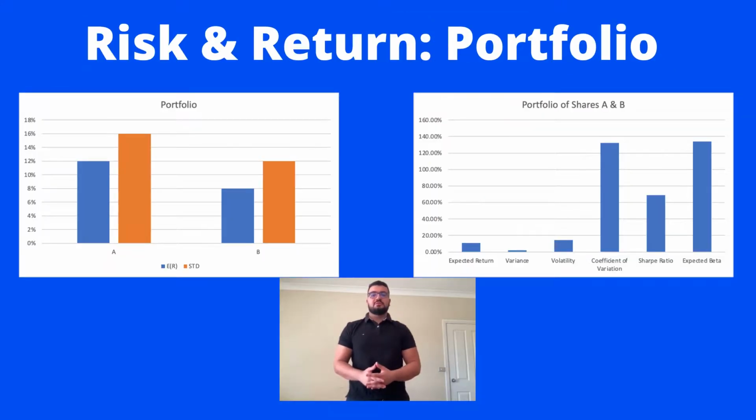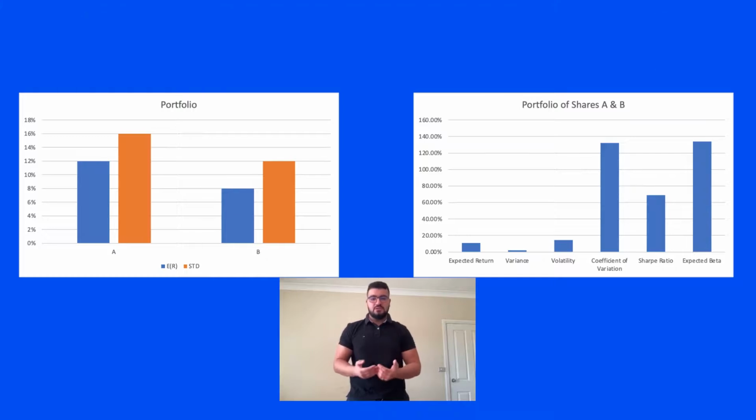Next, we will see the risk and return portfolio for two shares, A and B, that the investor holds, which is explored in these two graphs. The first graph showcases the expected return and the standard deviation of two shares A and B. The second graph displays the expected return, variance, volatility, coefficient of variation, and the Sharpe ratio, as well as expected beta for both shares. The coefficient of variation for share A is 132, whilst the coefficient of variation for share B is 252. This means that the investor should invest in share A as it has a lower relative risk.